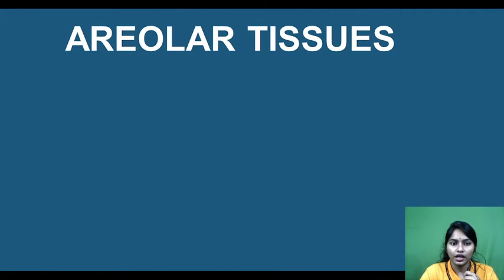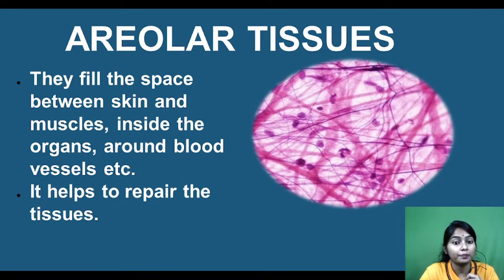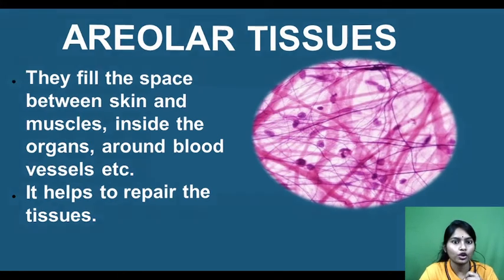Okay, now moving to the next, areolar tissues. What are areolar tissues, my dear kids? They fill the space between skin and muscles. Skin is the upper layer and then there are muscles, and the space is filled with those areolar tissues, inside the organs also, and around blood vessels also. So the gap is filled with the areolar tissues. It helps in repairing of the tissues.